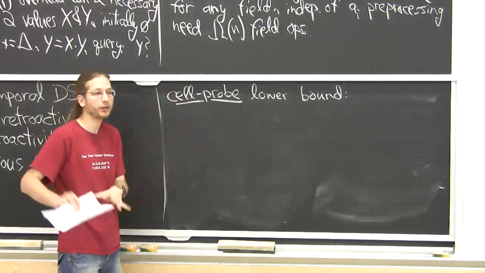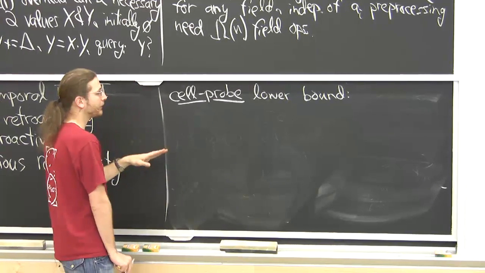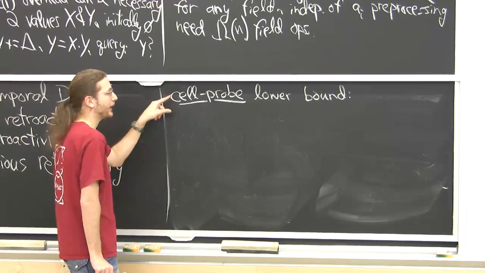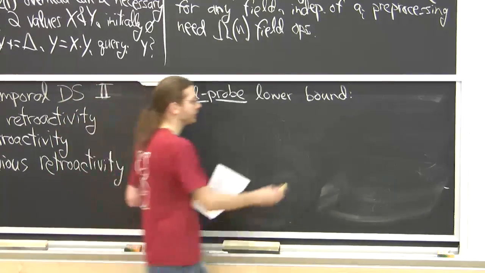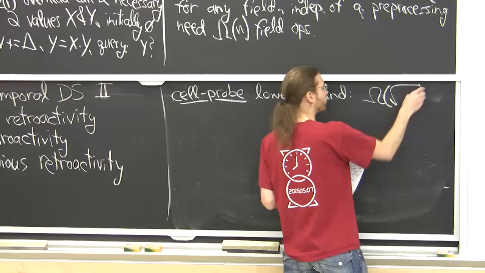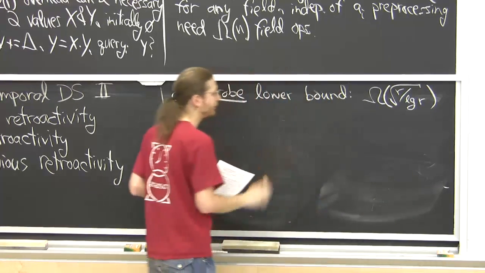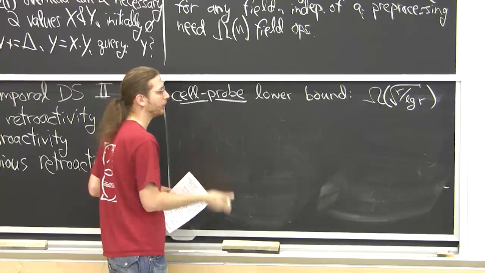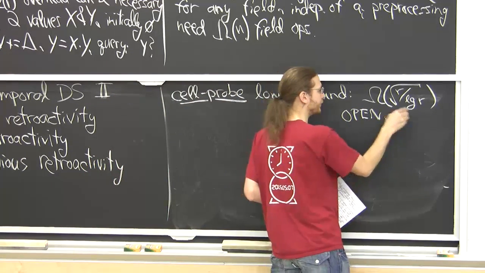You could split them into parts, do all kinds of preprocessing, make a hash table, build whatever data structure you want. How many words of that data structure do you need to read? And the claim is at least square root of r divided by log r. So roughly square root of r. Open problem is, can you get something like r again in this model?